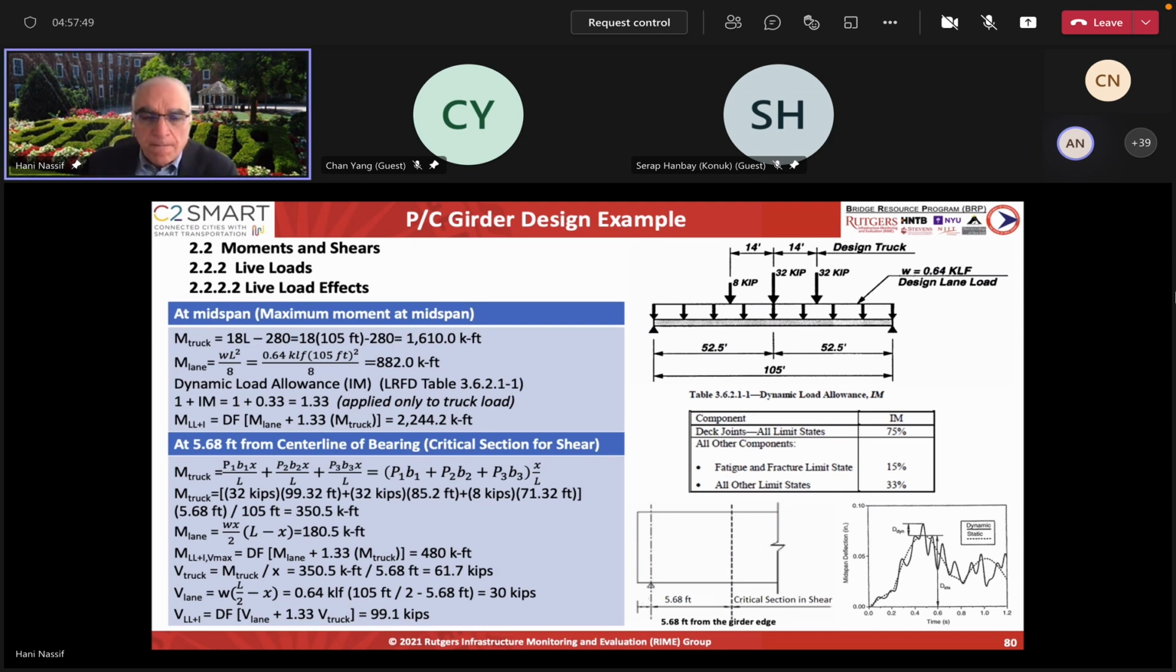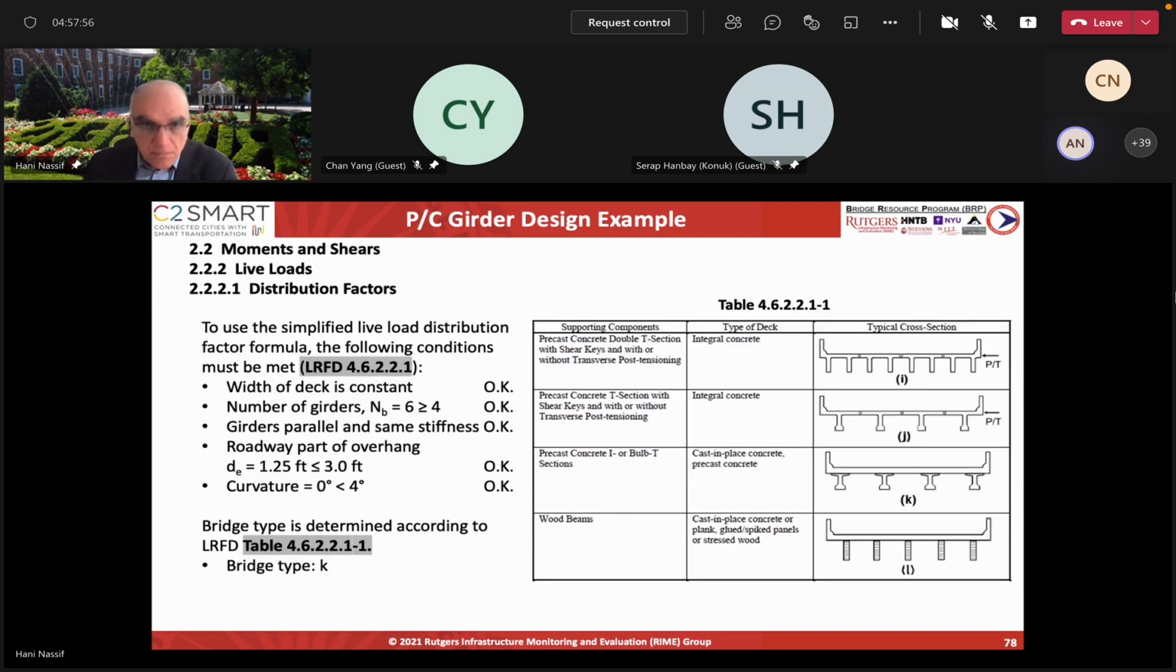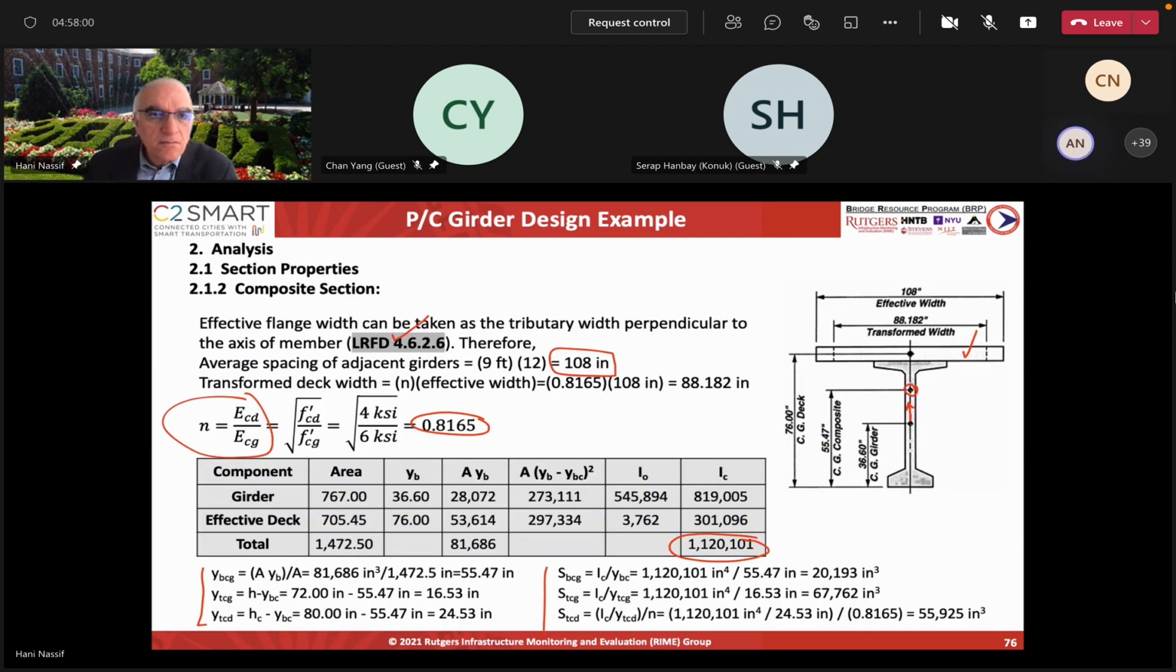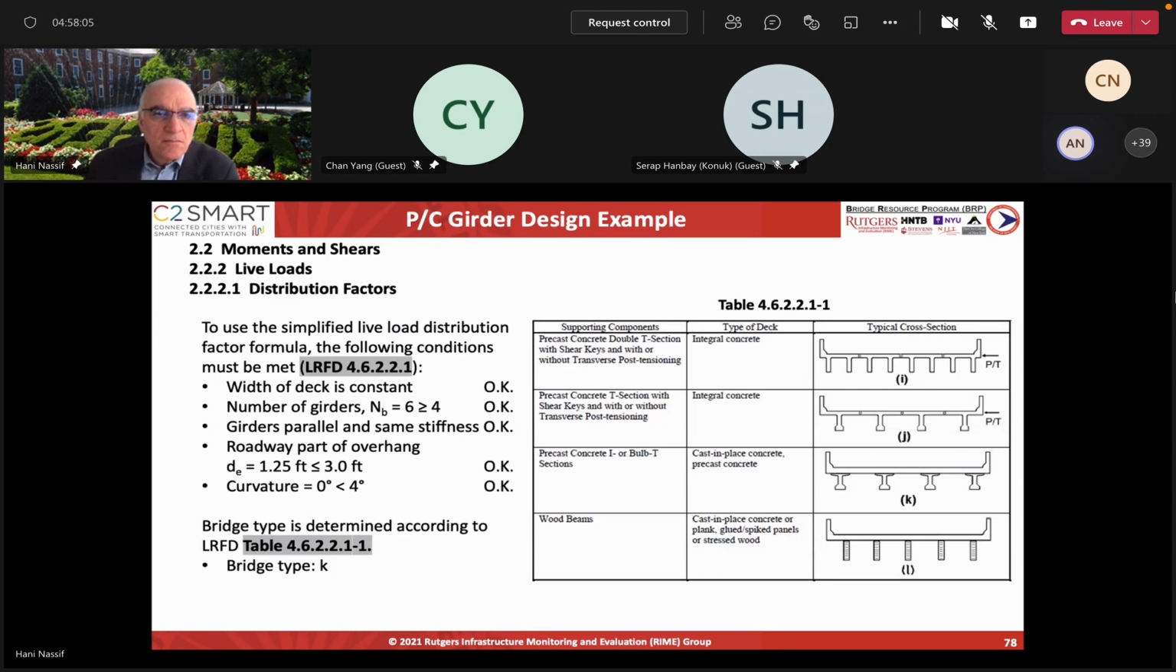Professor? Yes. I noticed on this example, if you can go a couple of slides back, on page 78, there you go. So here, what differences would there be if you have a fanned arrangement of girders? In other words, like a fanned arrangement, not parallel. Yeah, so this happens. Do you take average S?